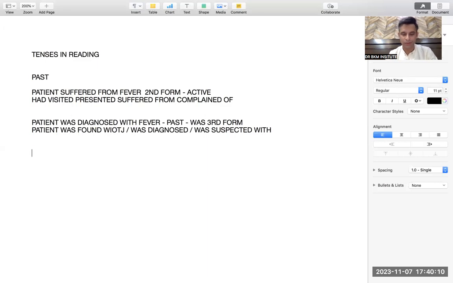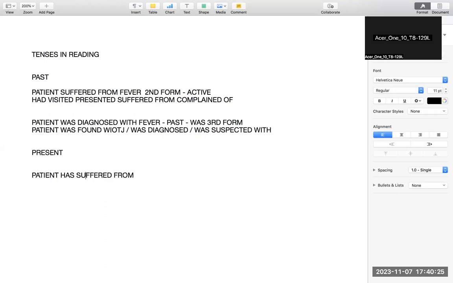And now we come to the present. Let's go to the present. Patient has suffered from. Which tense is this? Present perfect. In OET, whenever you put the today visit in the writing, always say patient has fever.